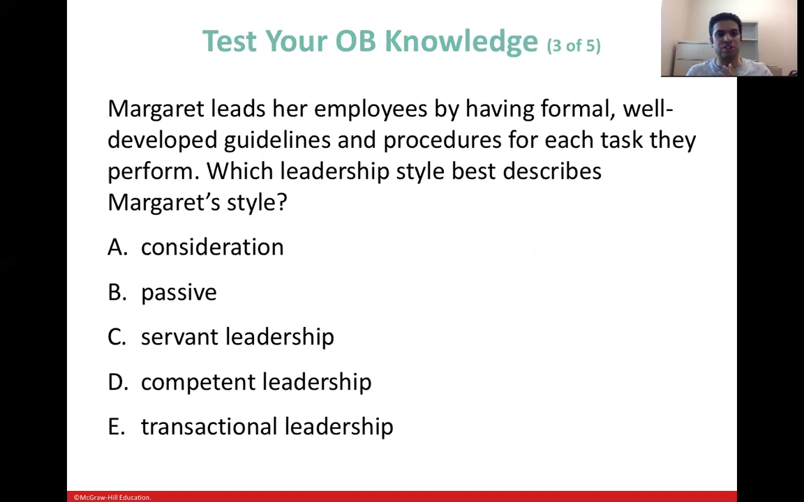Let's test our knowledge here. Margaret leads her employees by having formal, well-developed guidelines and procedures for each task they perform. Which leadership style best describes Margaret's style? Is it A, consideration, B, passive, C, servant leadership, D, competent leadership, or E, transactional leadership? If you said E, transactional leadership, then you're right. A and C are part of relationship kinds of behaviors for leaders. So it's E, transactional leadership.